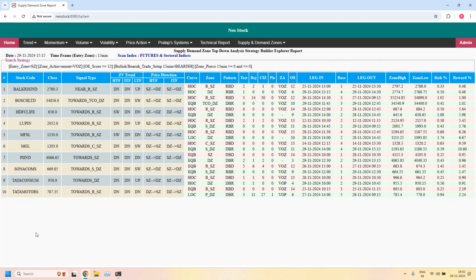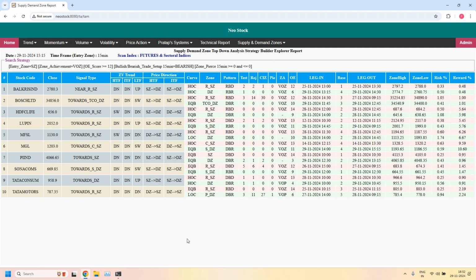We got 10 stocks. Currently these 10 stocks are supporting bearish trade setup for daily income trade. The entry zones are 15-minute supply zones. In all these 10 15-minute supply zones, there could be some high probability trade setup supported stocks. We can filter based on different zone confluences.